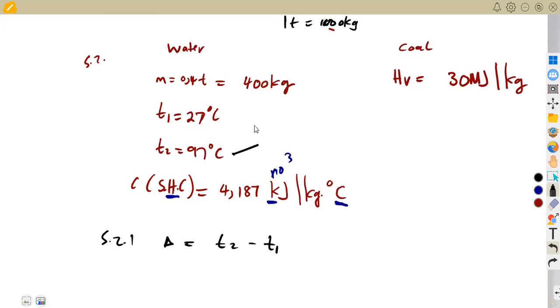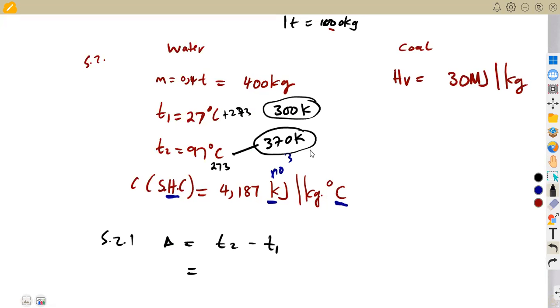But we must have this in Kelvin. Add 273. We are going to have this in Kelvin, which is going to be 370 Kelvin. Add 273 also here. You are going to have this in Kelvin, which is going to be 300 Kelvin in this case. So we have got our values in Kelvin now. So you can just substitute T2, which is 370 Kelvin, minus T1, which is 300 Kelvin. So this is going to give us 70 Kelvin.